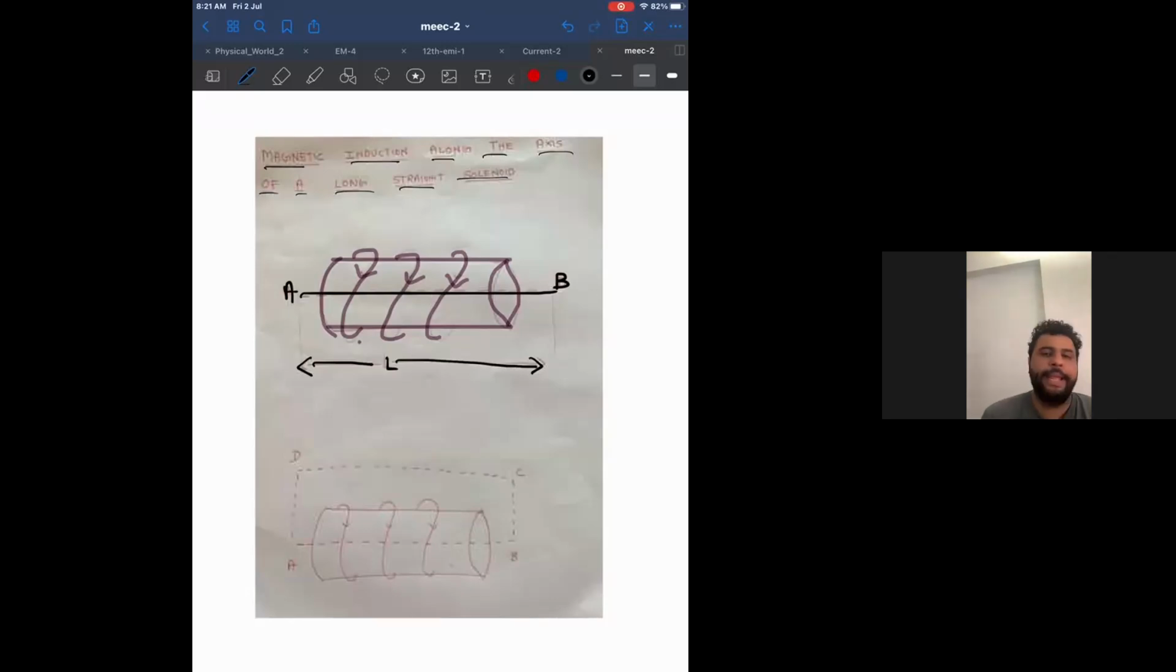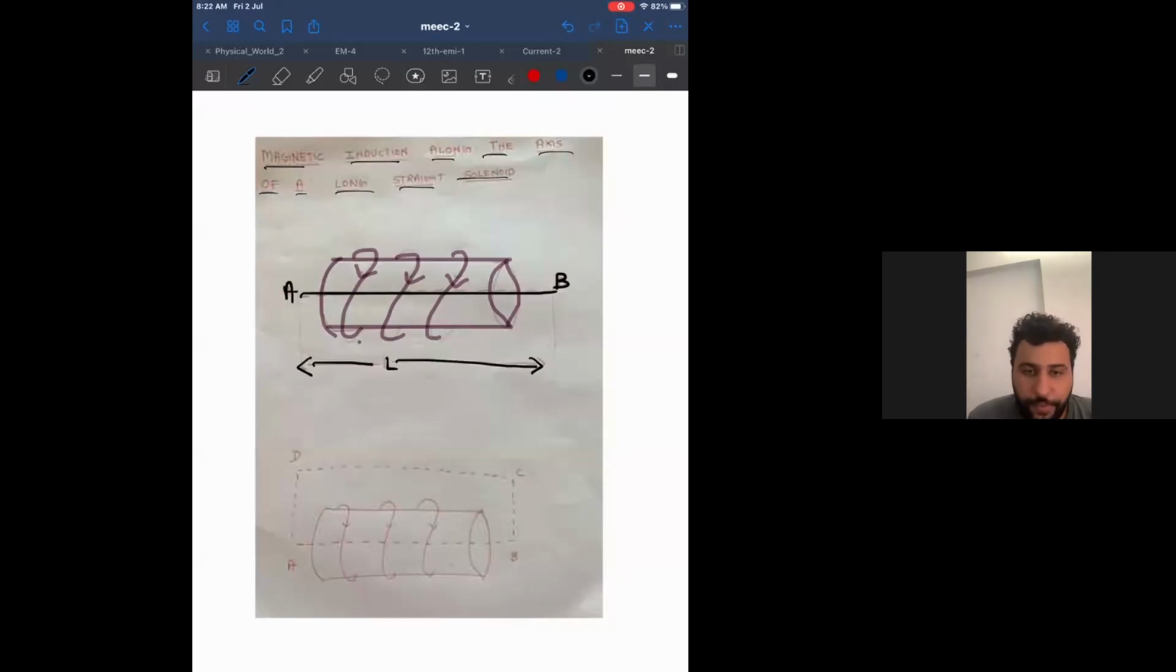Now, can I apply Ampere's law directly on AB? Tell me yes or no. No, because AB is a line, correct? And a line is also an example of an open surface.